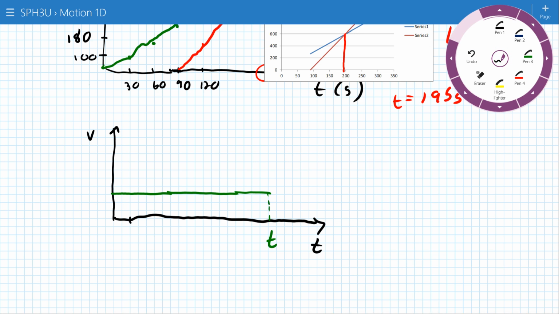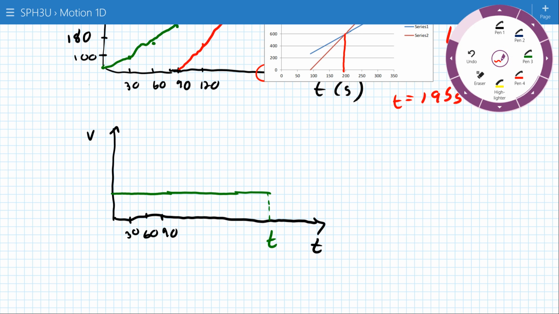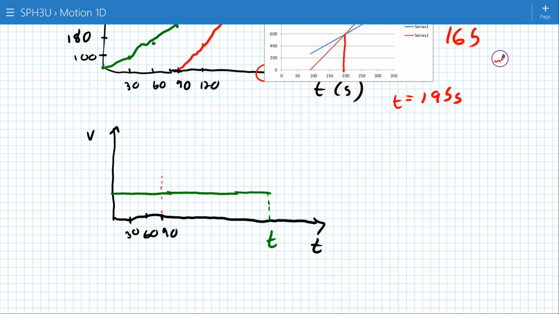Let's make that 30, 60, 90, and then all of a sudden after 90 seconds the father realizes the issue and starts chasing along. He's going to chase along until that same time t.